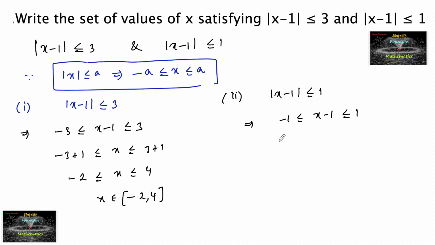And here in the second case, adding 1 again: minus 1 plus 1 less than or equal to x less than or equal to 1 plus 1, that is 0 less than or equal to x less than or equal to 2. So in the second case you are getting 0 to 2. So from 1 and 2 we must take the intersection of both to get the common solution.